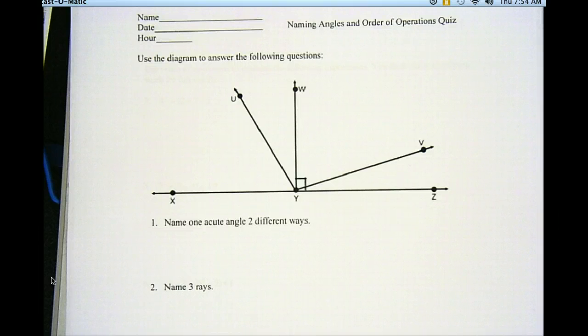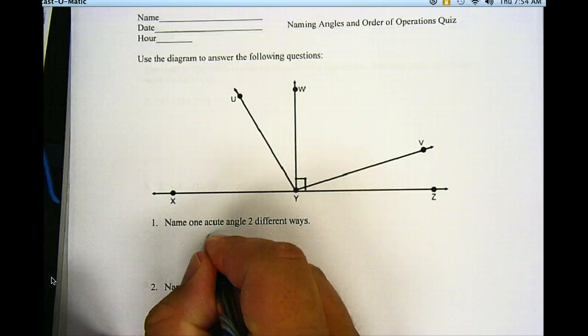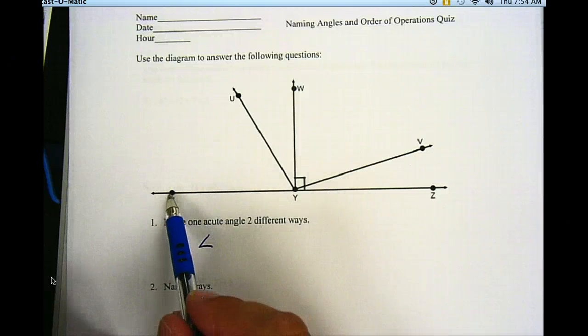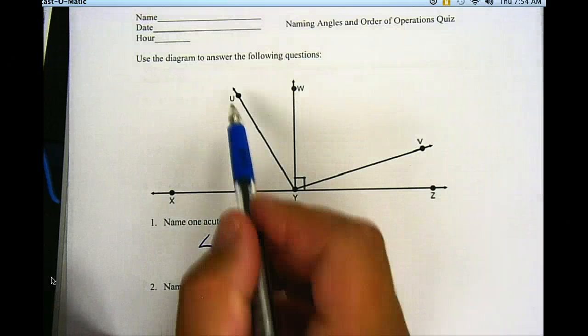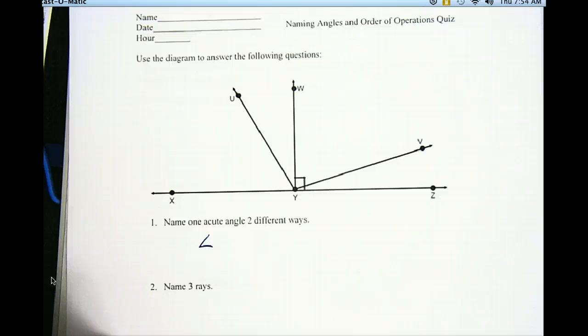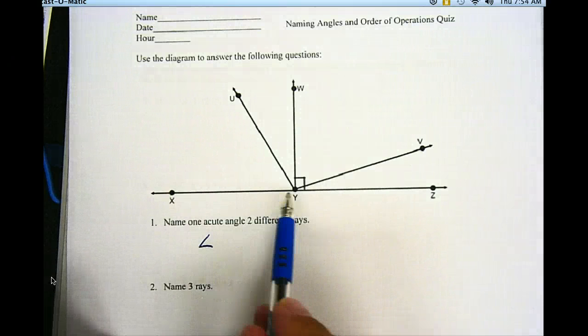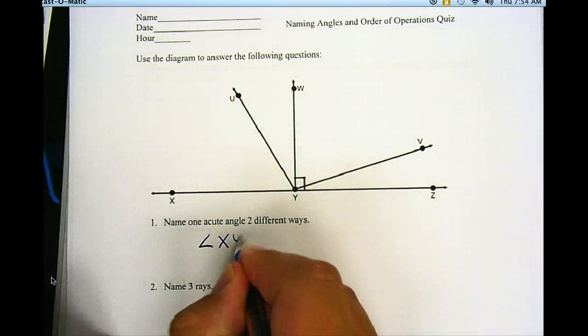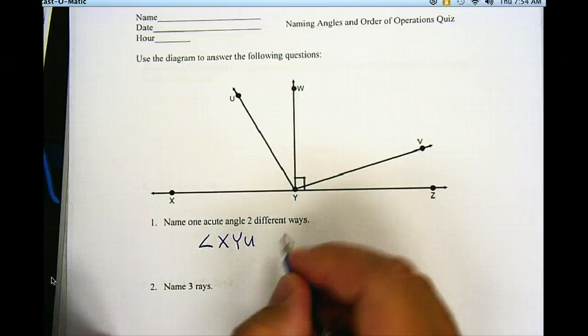When they say name one angle two different ways, when you name an angle, you need to make sure you have an angle sign first, and it looks kind of like an angle. Then you start at the outside point, go to the vertex, and then back to the other outside point. So if I'm naming an acute angle two different ways, I can name this one right there, x, y, u. I can name that angle x, y, u.